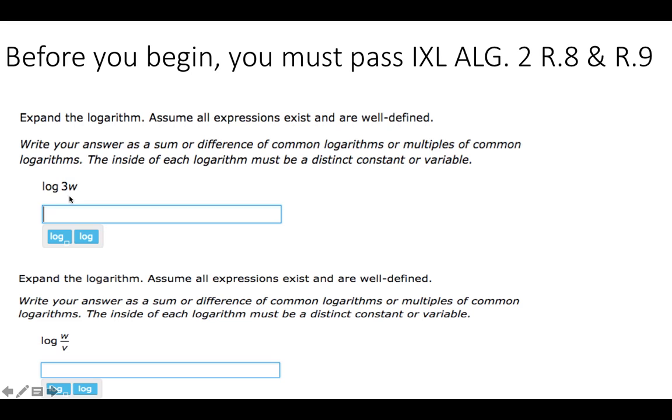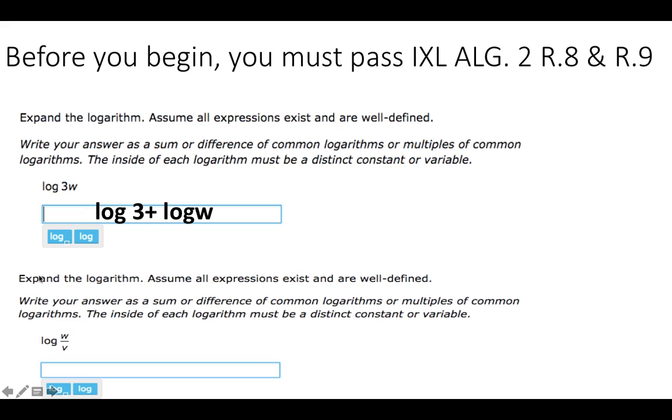Because this is 3 times W, this is like looking at the product rule. Since it's 3 times W, we can break it up into a sum of logs to just have log of 3 plus log of W. Because you can imagine that if I was to bring these back together, you get log 3W, which is right here. So this is your answer.